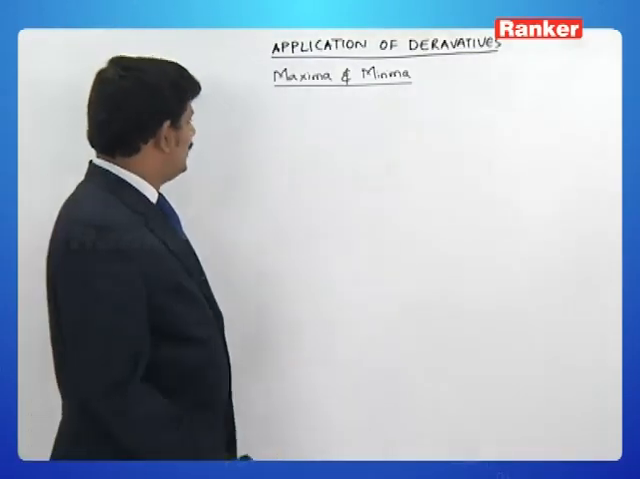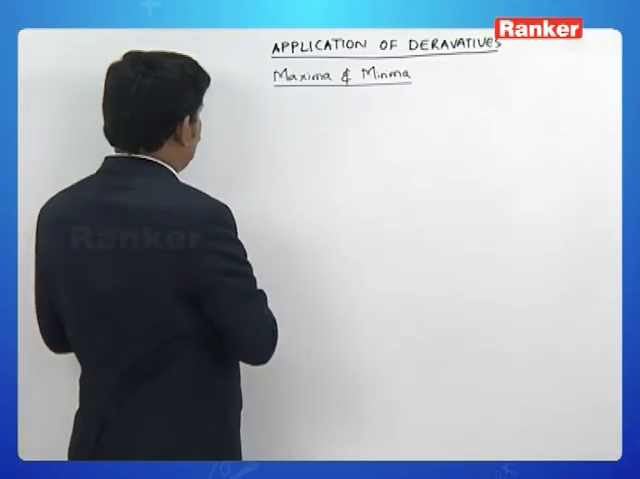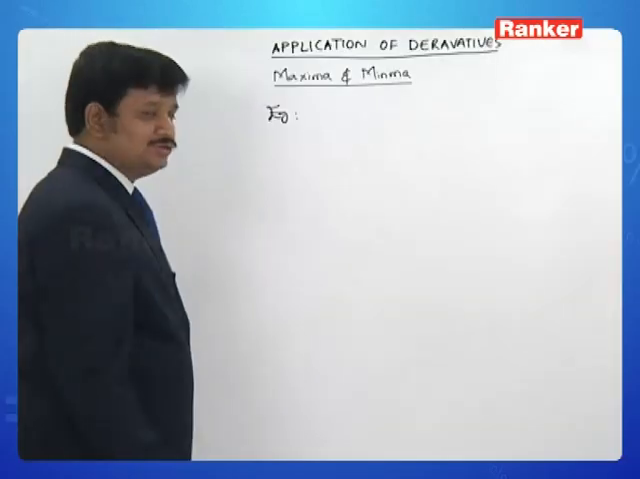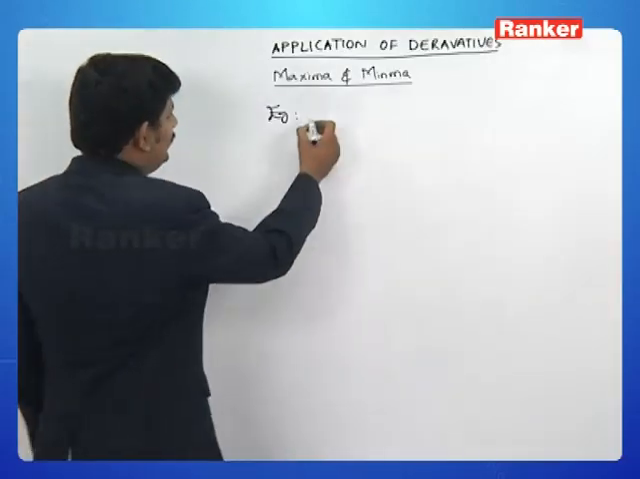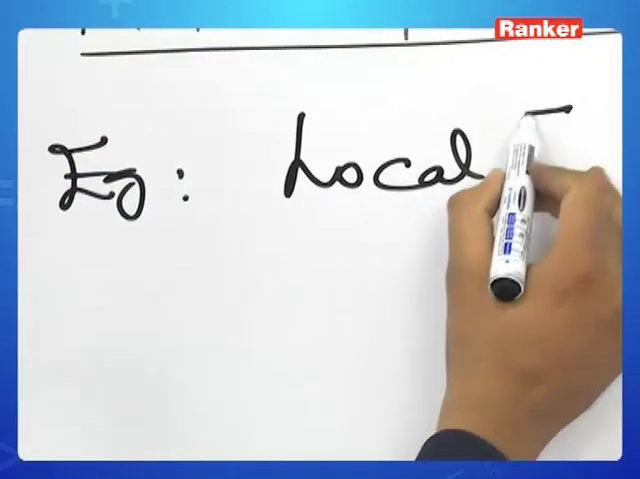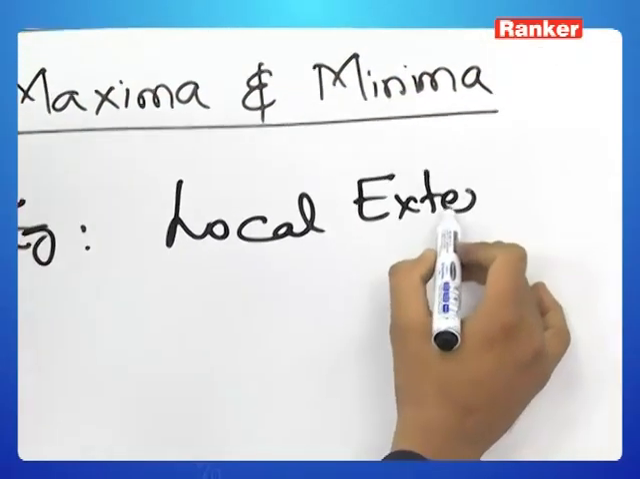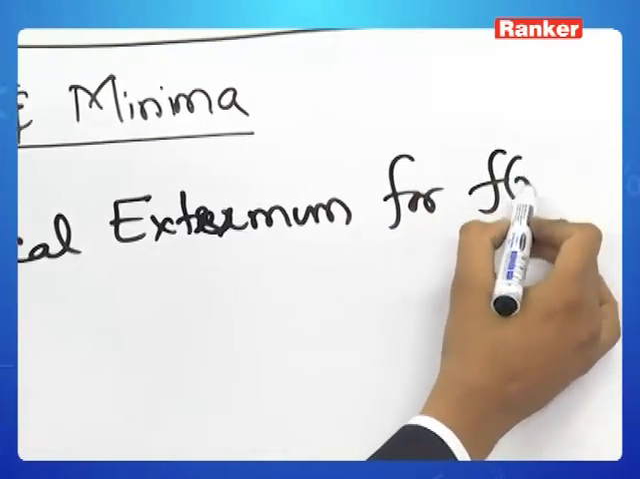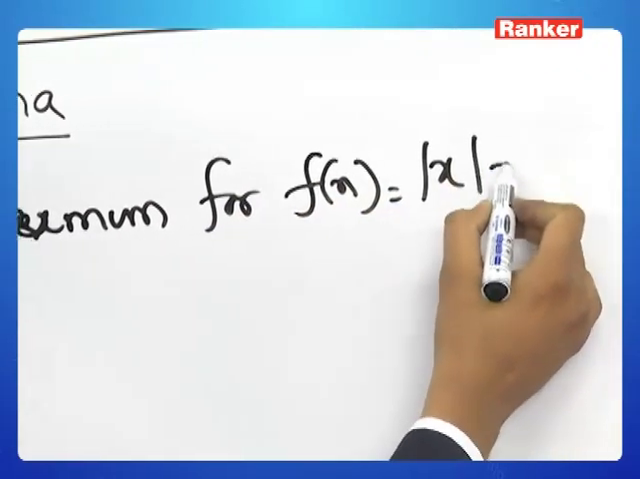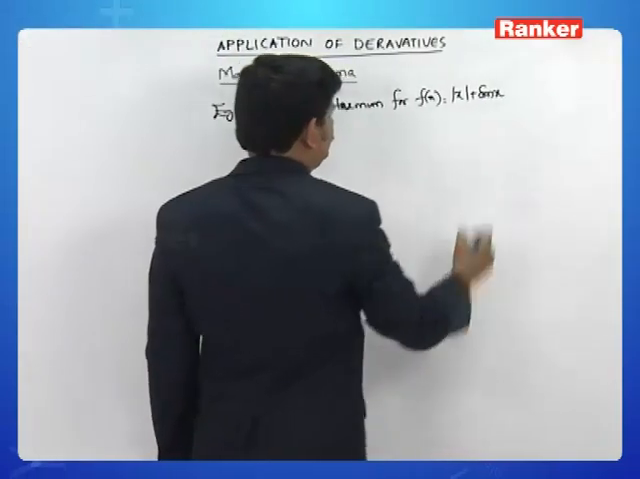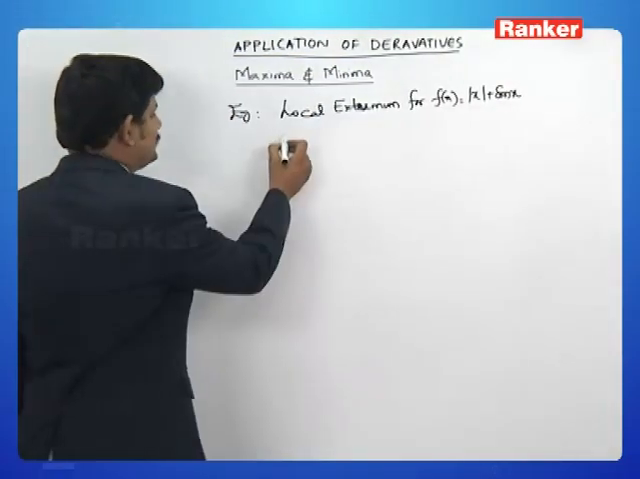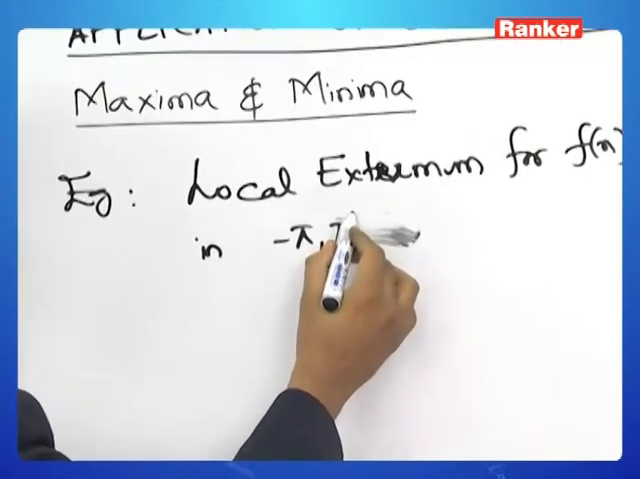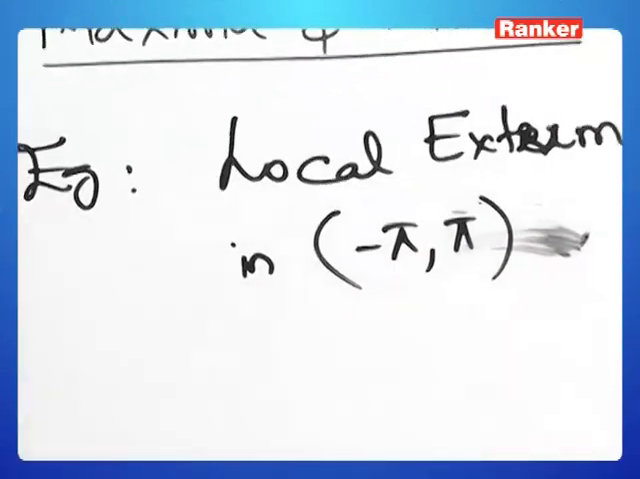Let us look at the discussion by an example. Find all local extremum for f of x is equal to mod x plus sin x, all the points of local extremum in the interval minus pi to pi.